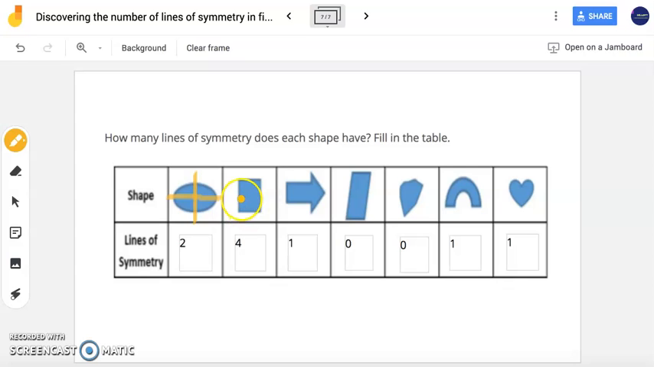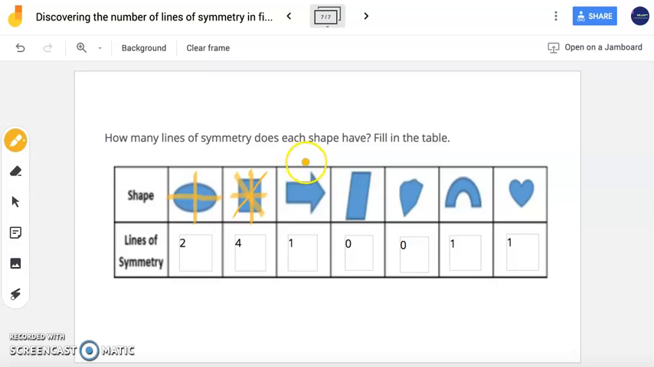Now this figure here, this is actually a square. Unlike the rectangle we had before, there's 4 ways to show a line of symmetry. Now similar to the rectangle, you can draw a vertical and a horizontal line, but you can also draw diagonal lines as well. Because remember, a line of symmetry can be horizontal, vertical, or diagonal, which is why we have 4 lines of symmetry.